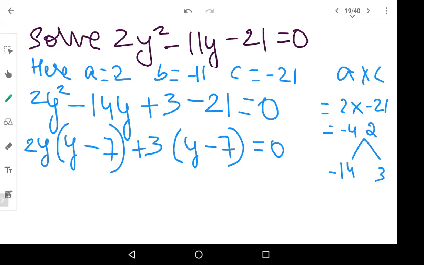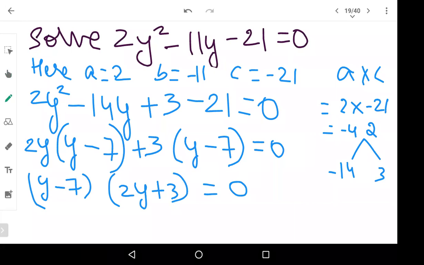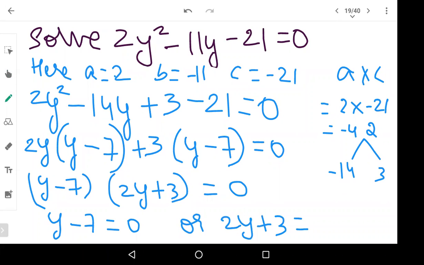Did you all understand this first part? How I took 2y as common? Yes? Okay. Next. y minus 7, 2y plus 3 is equal to 0. So we have got two roots. y minus 7 is equal to 0 or 2y plus 3 is equal to 0. Okay, so these are the two roots.